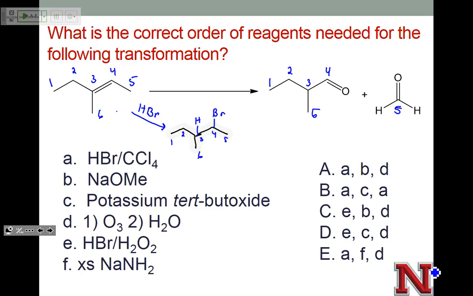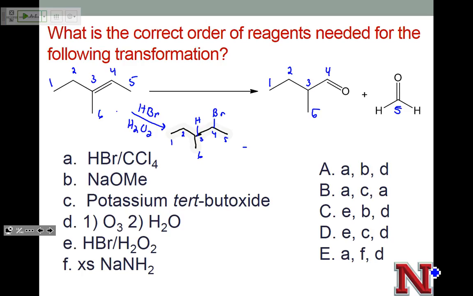what do we need besides just HBr? Peroxide, because that's what? Anti-Markovnikov. We added our bromine to our least substituted. We need it on carbon 4 because if it's not on carbon 4, our beta carbon can't be carbon 5. We need our beta carbon to be on carbon 5 so we can form a double bond between carbons 4 and 5.